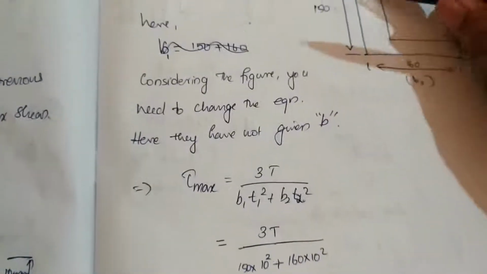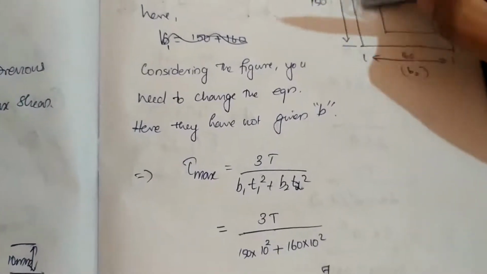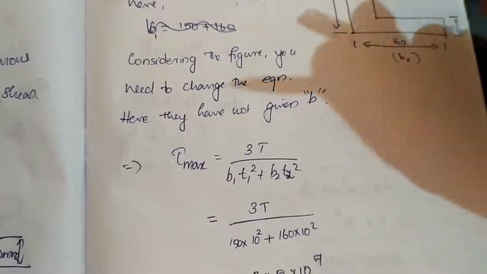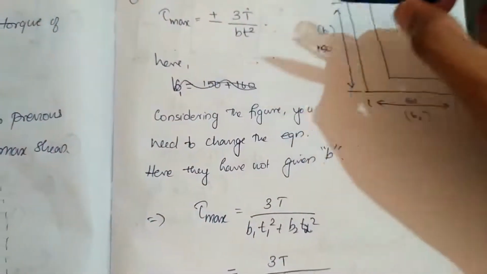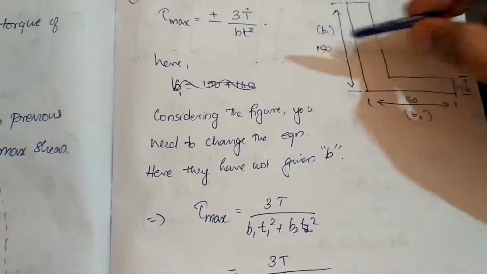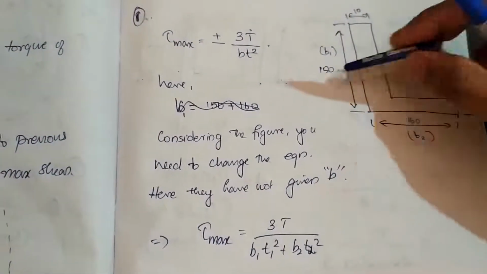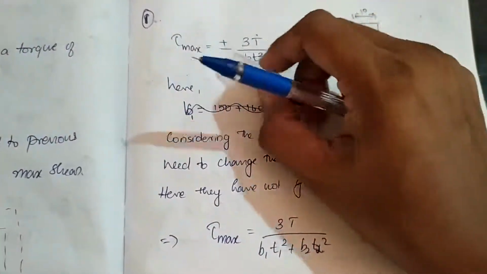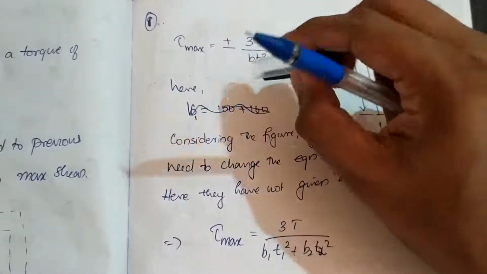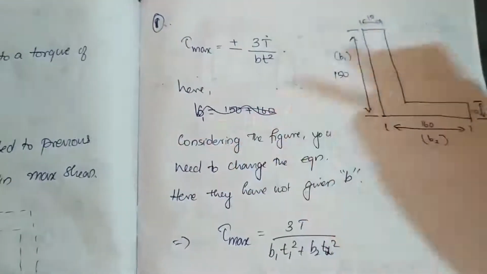You cannot mug up a formula for an angle section like this, nothing like that. If they are giving the breadth and thickness as various terms, then you need to individually add all the respective sections.